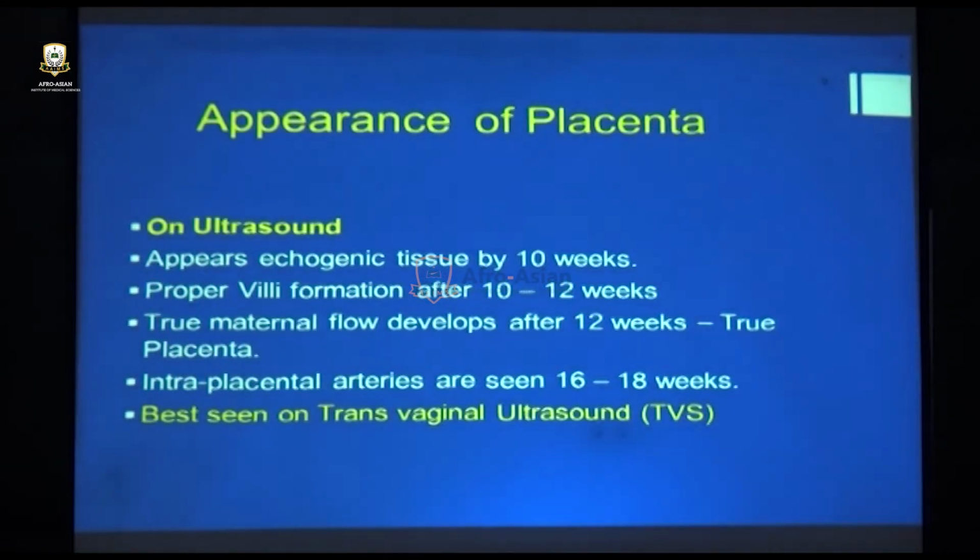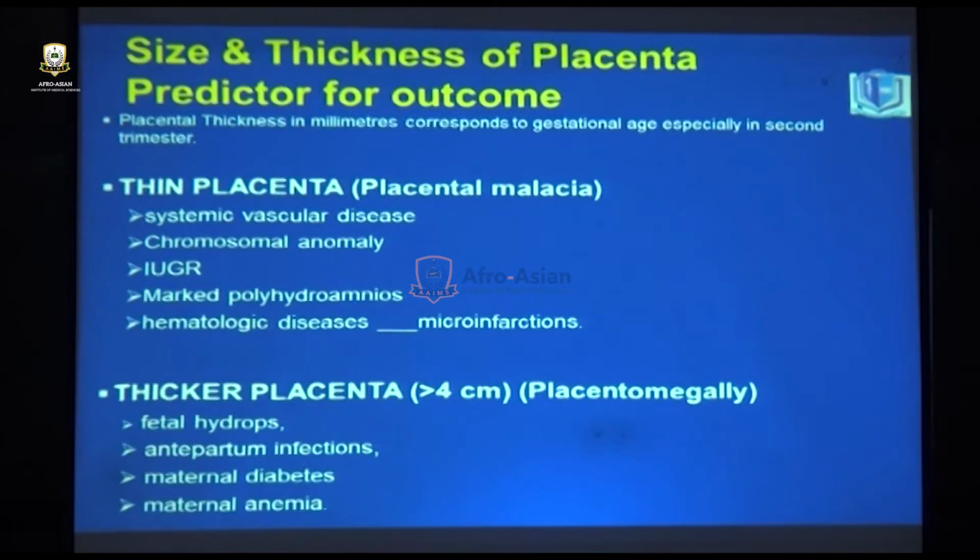We all know the appearance. On ultrasound, the placenta is homogeneous and slightly echogenic. By 10 weeks, it's quite echogenic, and proper villi formation after 10 to 12 weeks, and true maternal flow develops after 12 weeks. And intraplacental arteries are seen by 16 to 18 weeks. So early placenta is best seen on transvaginal scanning.